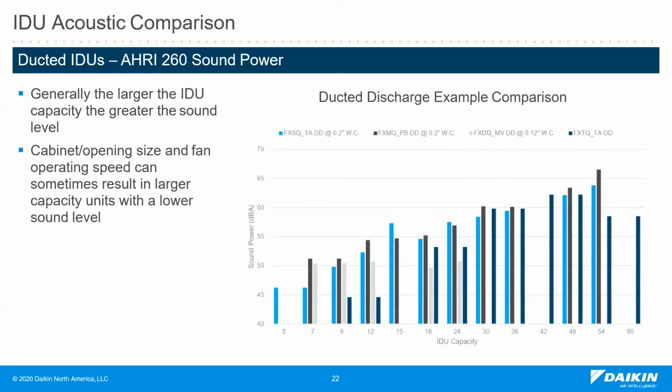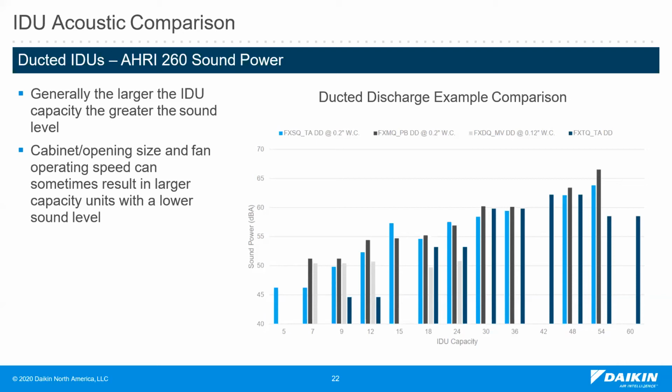Here's a graphic comparison of A-weighted sound for our ducted units. You can see that sound power ratings vary depending on unit size. Going from left to right, the FXSQ, which is our medium static ducted unit, is the quietest at the 7 MBH level. Then FXTQ air handling units is the quietest at 9 and 12 MBH. At the 15 MBH level, the FXMQ high static is quieter than the medium static FXSQ. Then at 18 and 24 MBH, the FXDQ low static is quieter. The FXTQ is the only ducted unit available for 42 and 60 MBH sizes.